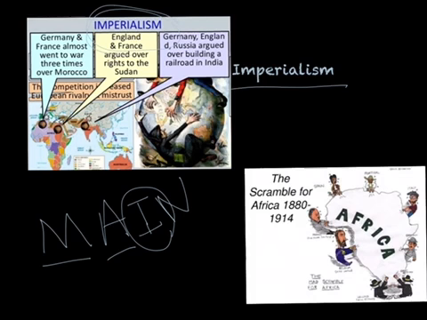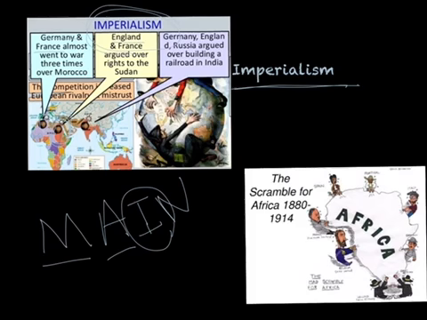Germany and France almost went to war 3 times over Morocco. So we have Germany and France, who we saw in the last slide, are enemies, and they're fighting over land in Africa. That's imperialism, when a strong country takes over a weak country. So Germany and France, the strong countries, are trying to take over Morocco, which was a weaker country. Right here we have the same thing. England and France, who are actually allies, but they're arguing over Sudan, a weaker country. So we have England and France, the stronger country, trying to take over a weaker country.